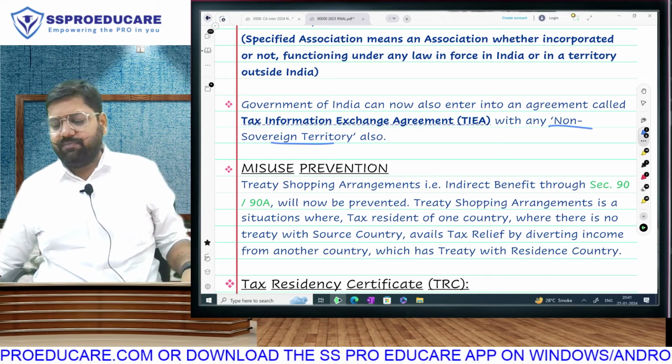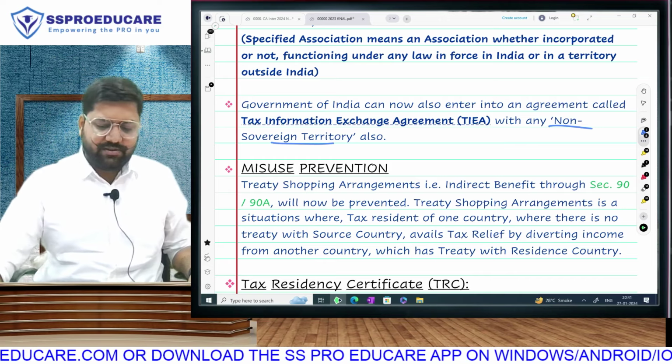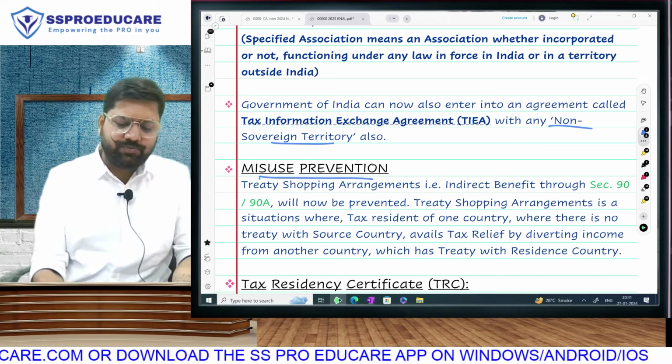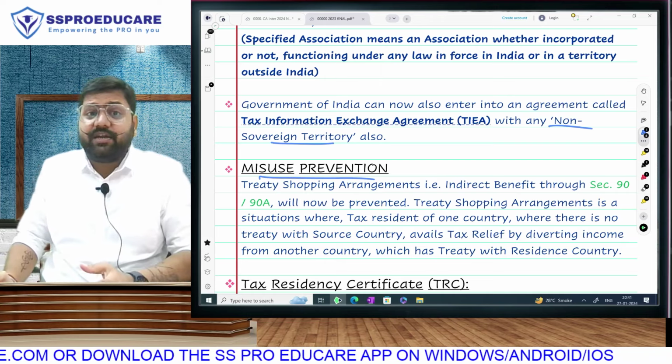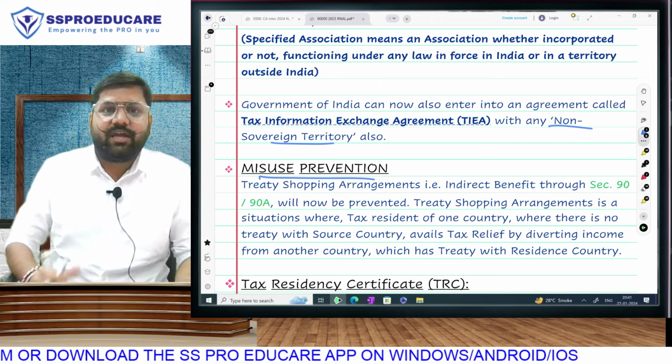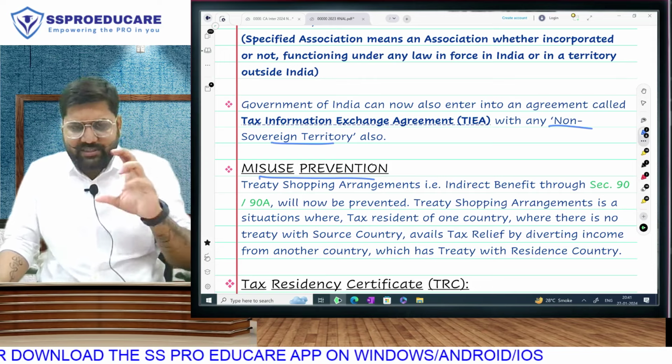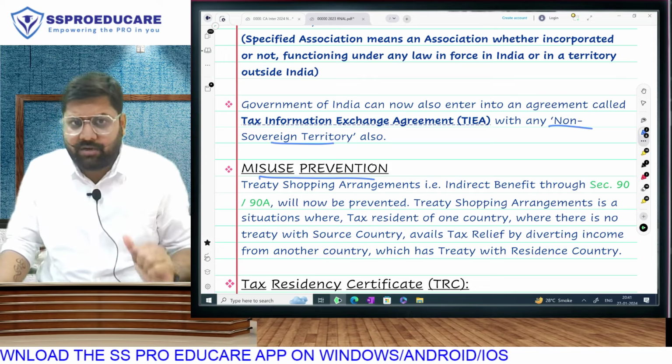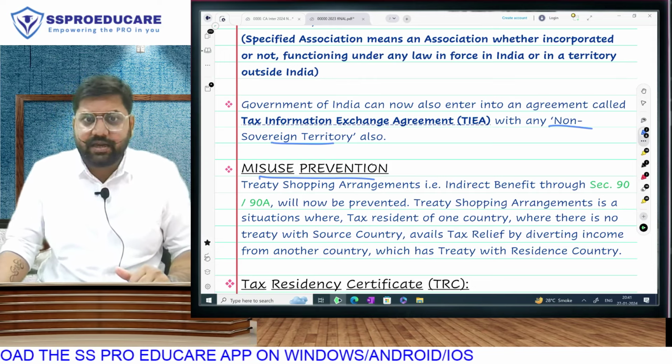We can enter into something called a tax information exchange agreement with such countries also. Misuse prevention: when a third country's resident is purposely taking benefit of any of the two countries. For example, there is an agreement between India and Germany. So obviously Indians and Germans will get benefit.